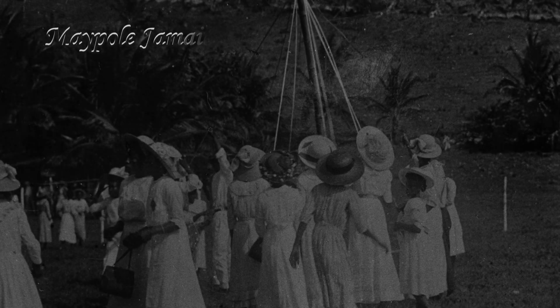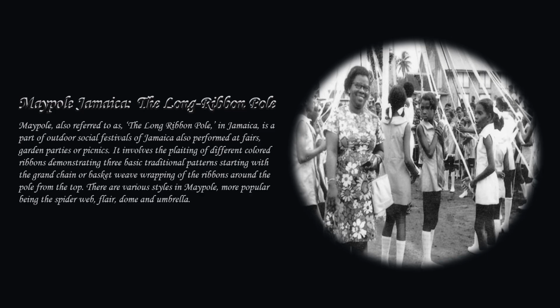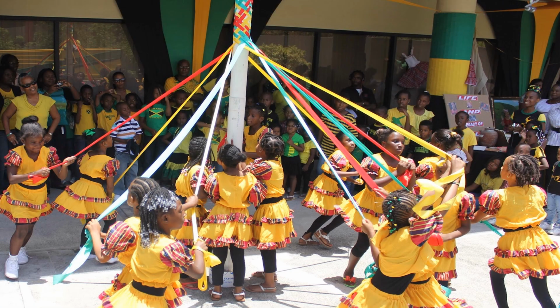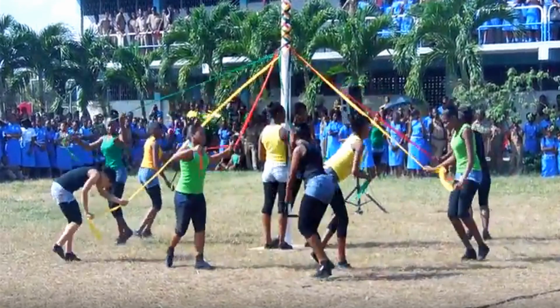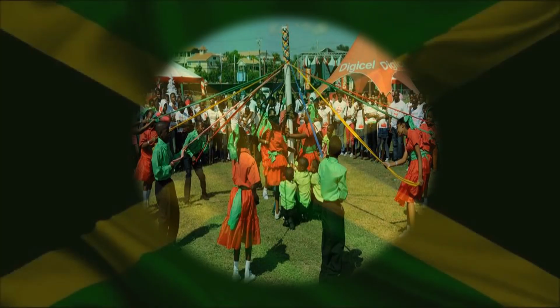The Maypole in Jamaica, the long ribbon pole. Maypole, also referred to as the long ribbon pole in Jamaica, is a part of outdoor social festivals, also fairs, garden parties, or picnics. It involves the plaiting of different colored ribbons, demonstrating 3 basic traditional patterns, starting with the grand chain, or basket weave, wrapping of the ribbons around the pole from the top. There are various styles in Maypole, more popular being the spiderweb, flare, dome, and umbrella.